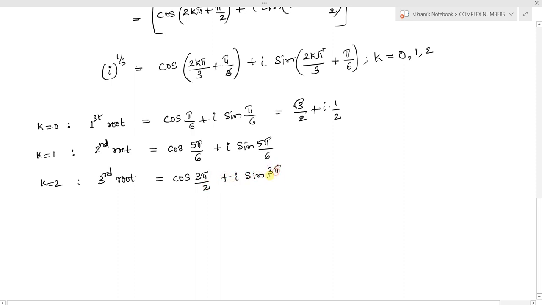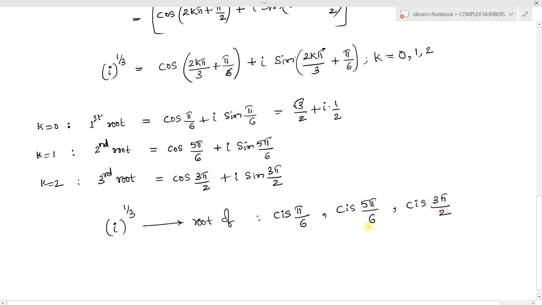So that means the question is asking us to find i power 1 by 3, and the roots of this are simply cos pi by 6 plus i sin pi by 6 as one root. Next, cos theta plus i sin theta, so cos 5 pi by 6 plus i sin 5 pi by 6, that means cis 5 pi by 6, and another root is cis 3 pi by 2. These are the three roots of the complex number i power 1 by 3.